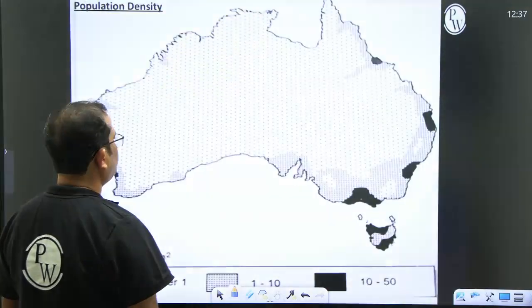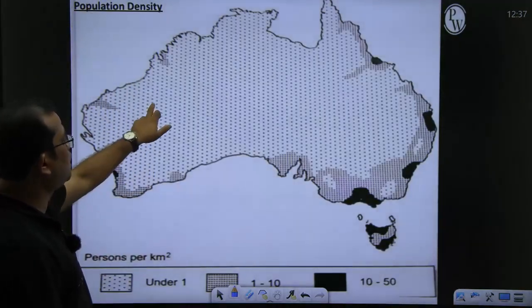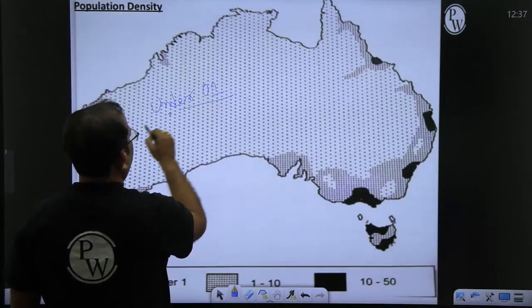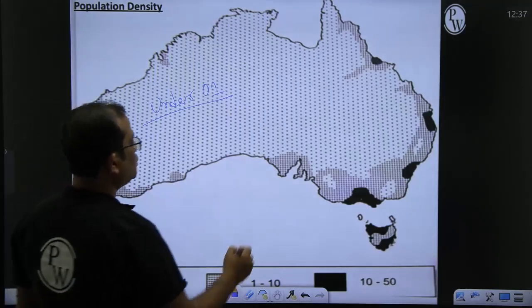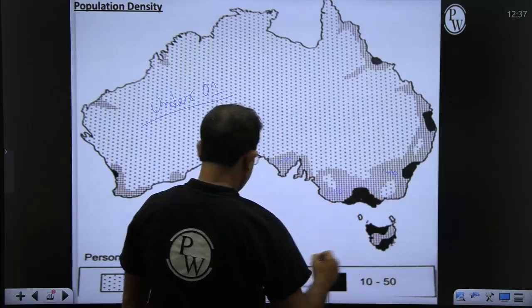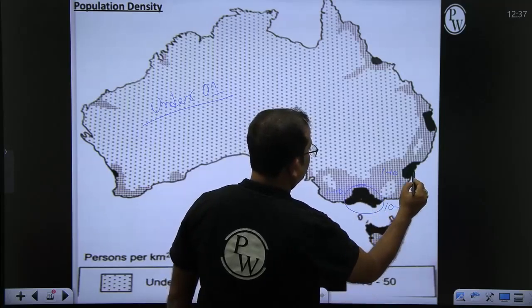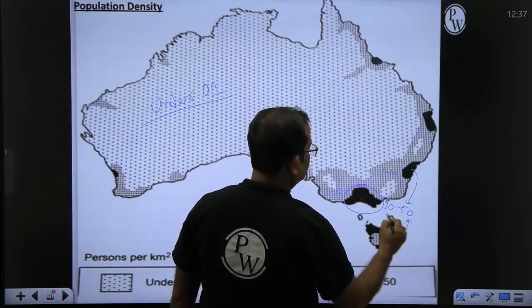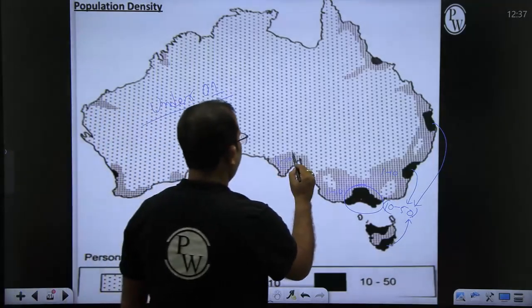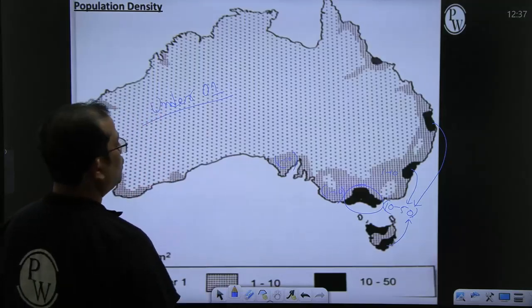Next, look at the density of population. Persons per square kilometer in Australia: this area is under 1. Can you imagine, under 1 population. This is 1 to 10 per square kilometer, such a thin country. And this is 10 to 50. So these are the clusters you see.